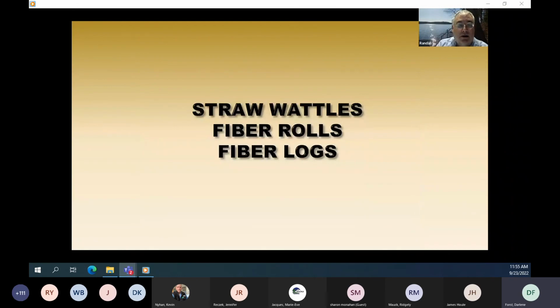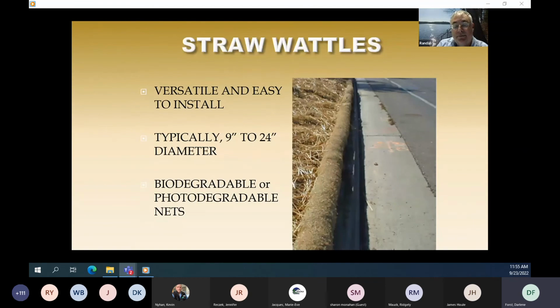Straw wattles, fiber logs, all really great things. The issue with these, and everybody using them: the straw wattles will initially allow a lot of water to go through them fairly quickly. They're fairly porous. The advantage of them is that they're going to spread the water out. And so if you're using these on hill breaks, it's going to work well.